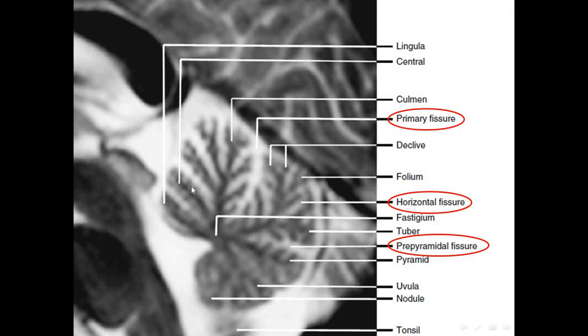the central lobule, and the culmen, and this is here the primary fissure or tentorial fissure. It's extending from the tentorium cerebelli vertically. Then the declive, the folium, and then the horizontal fissure. This is oriented horizontally. Then this is the tuber. This is the prepyramidal fissure. After that is the pyramid, lobule, the uvula, and the nodule or nodulus. The lowermost part is the tonsils of the cerebellum.